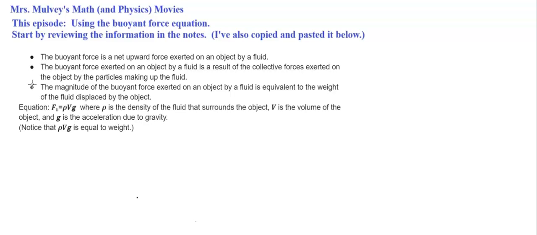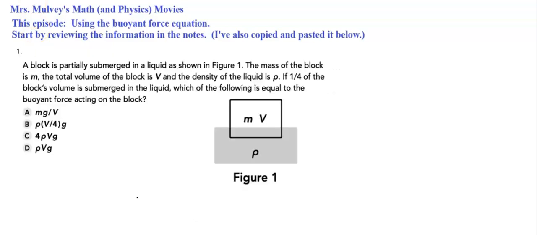The relevant equation we're going to use is this one right here that says the buoyant force, F sub B, is equal to rho, the density of the fluid that surrounds an object, times the volume of the object, times g, the acceleration due to gravity. So in this video, I'm just going to explain various ways we may use this equation. So let's look at a few examples.